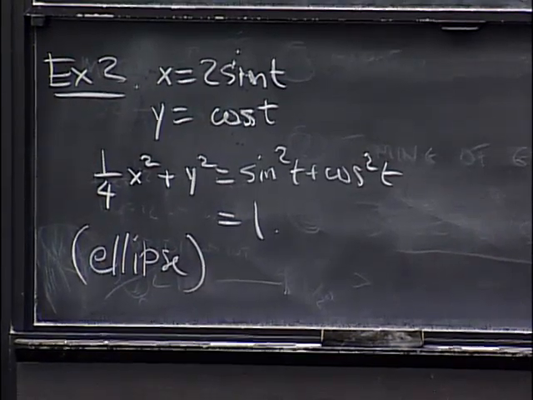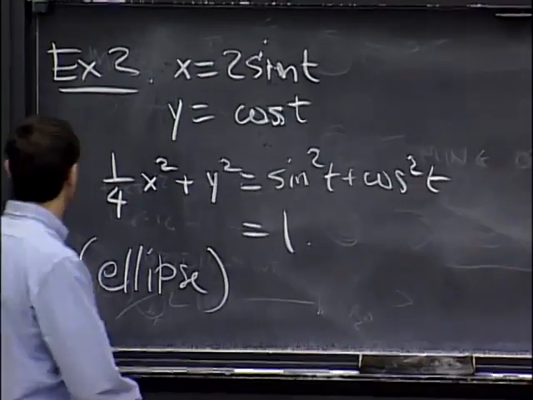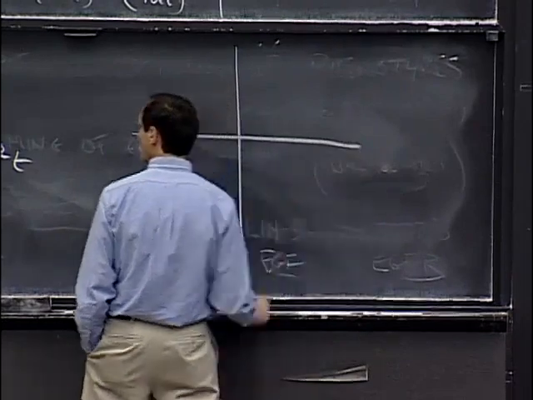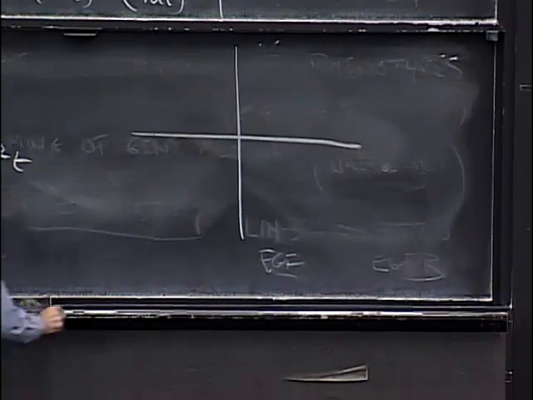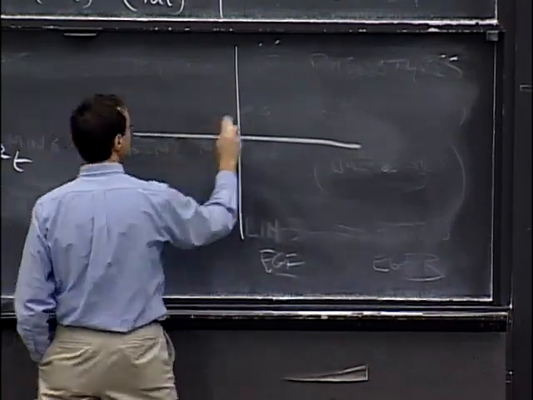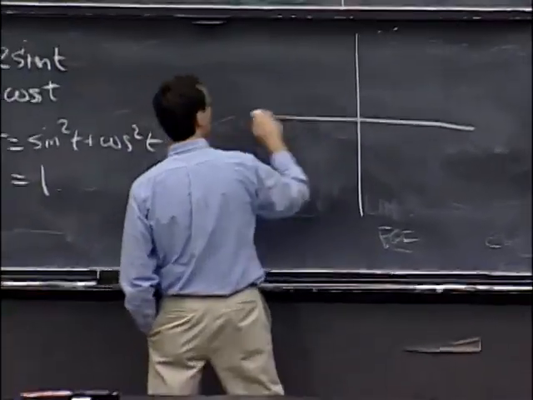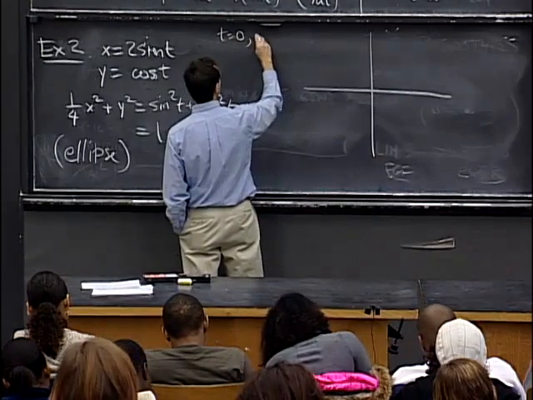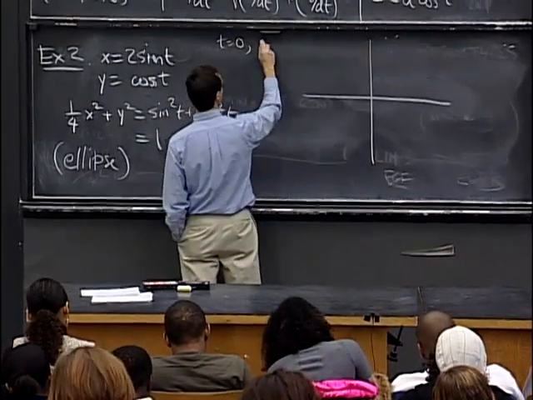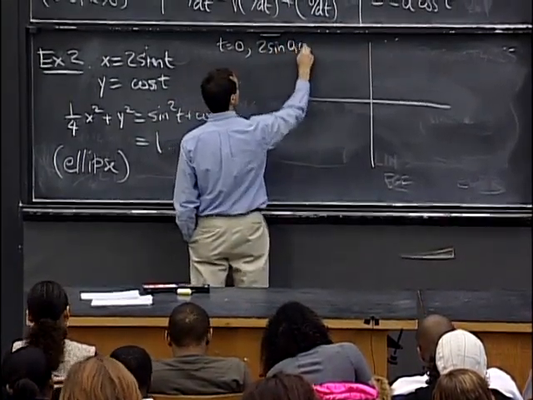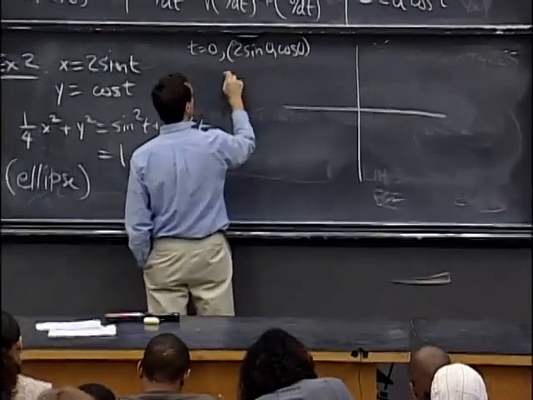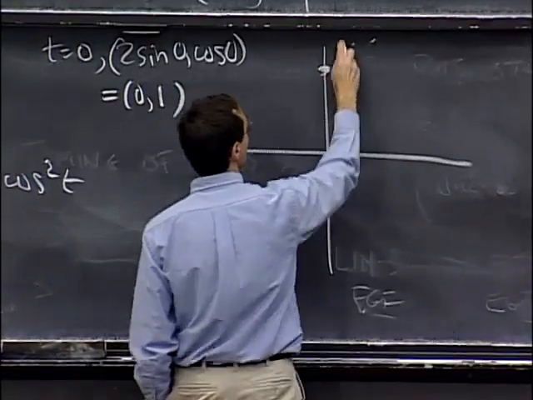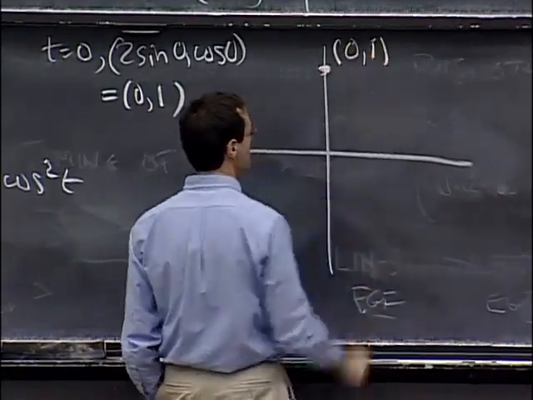Now, that's not the only information that we can get here. The other information that we can get is this qualitative information of where we start, where we're going, the direction. It starts out, I claim, at t equals 0. When t is equal to 0, this is 2 sine 0, cosine 0, which is equal to the point 0, comma 1. So it starts up here at 0, comma 1.